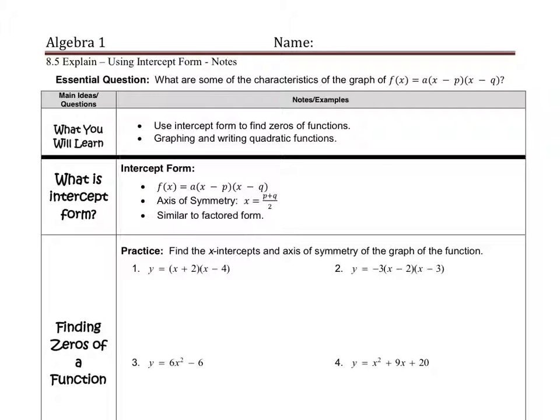Today we're going to be working with quadratic functions that are in intercept form instead of standard form, and we're going to focus on finding the zeros of the function, the vertex, and the axis of symmetry. So the one thing to notice is we're no longer working in standard form. Our standard form, if you can remember, is y equals ax squared plus bx plus c.